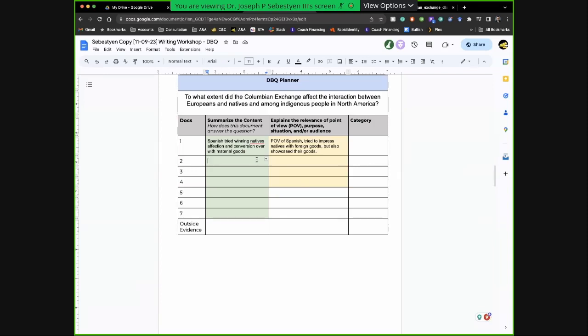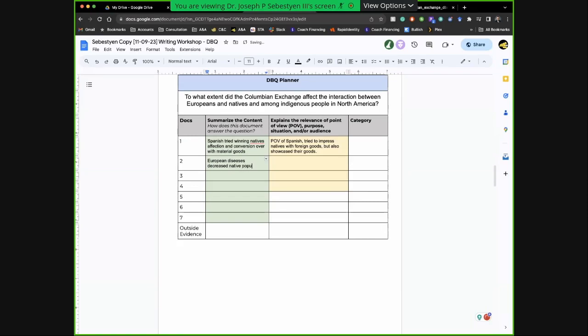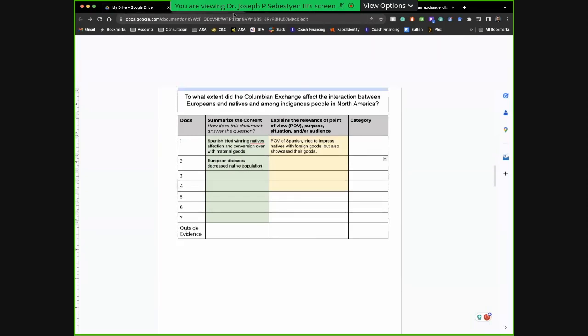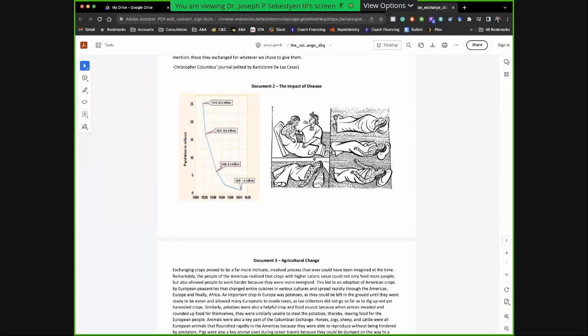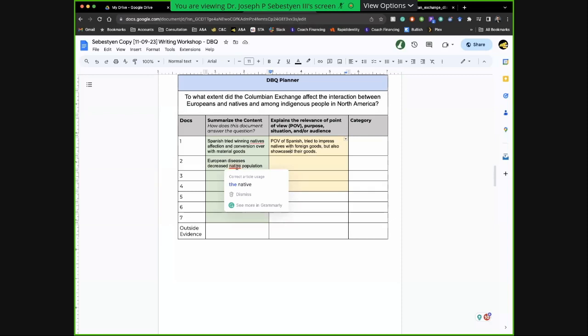How disease negatively impacted the Native Americans? What kind of diseases? Smallpox and I think malaria? No, I'm thinking of something else. The decreased population. So this could be a situation showing the spread of diseases affecting the native population.